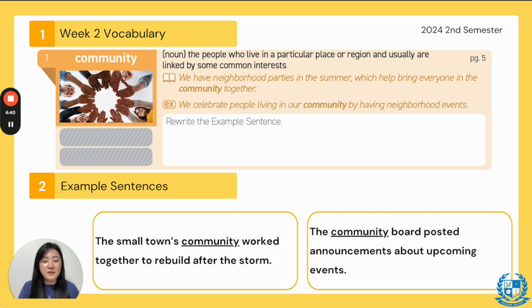Next, it says the community board posted announcements about upcoming events. And I know that most of you who are watching this video live in an apartment in Korea, and usually downstairs on the first floor where you wait for the elevator, there is a community board. And it'll say different types of events that are happening or things to look out for and important dates. So that is our community board to help with the neighborhood.